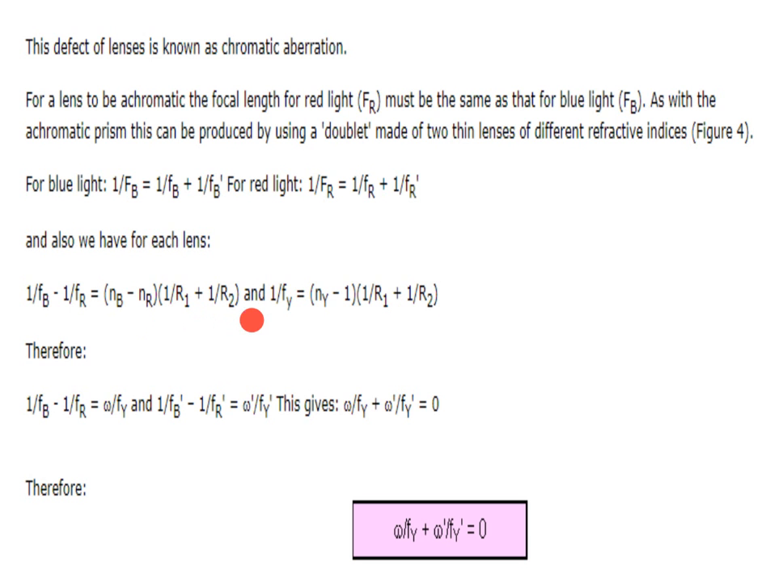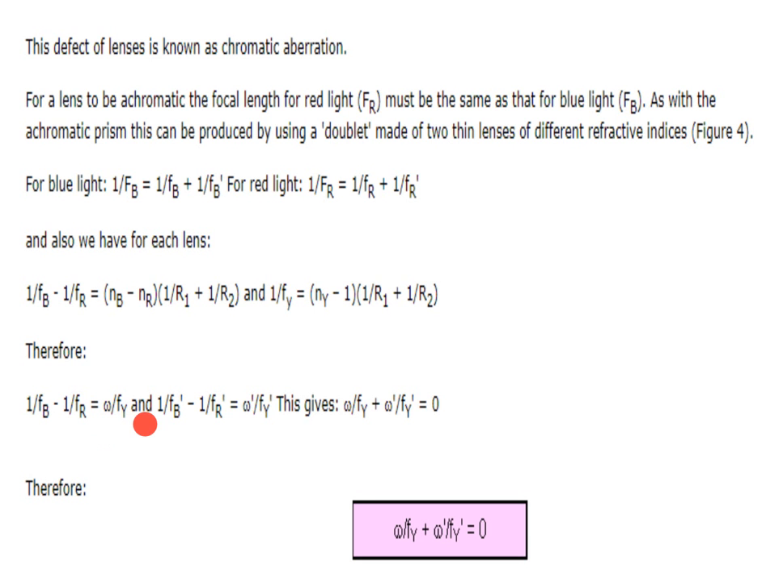If we consider yellow color as the mean color, then 1 upon Fy is equal to (Ny minus 1) times (1 upon R1 plus 1 upon R2). What is Ny? Ny is the refractive index for yellow color. Therefore, 1 upon Fb minus 1 upon Fr is equal to omega upon Fy. What is omega? Omega is nothing but the dispersive power of the lens.